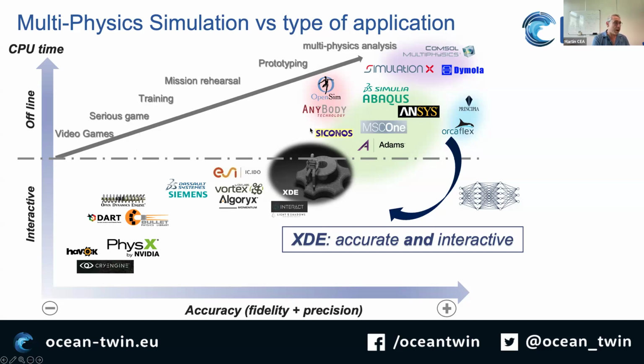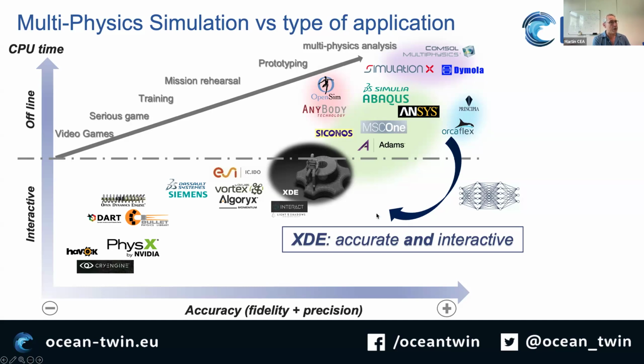Well, as a matter of fact, we are just here. This is the XDE. This is the physics engine that we're working on at CEA, which is offering the accuracy of the offline simulation tools while still being interactive. Being interactive means you can have the human in the loop. So if you want to be able to train, to have the operator validating an operation or to train him, you have to have an interactive physics.